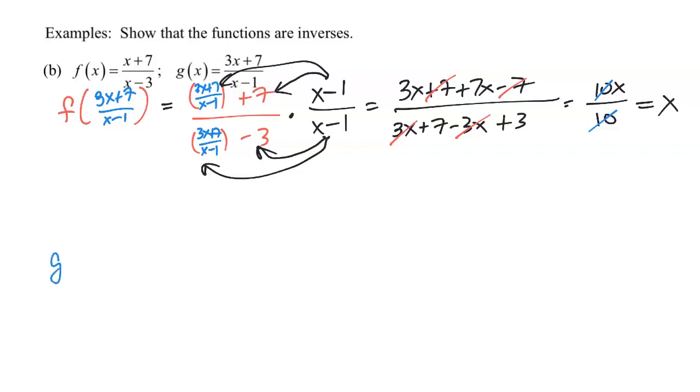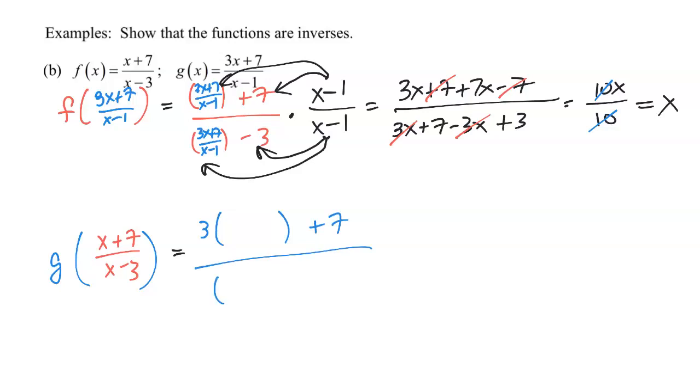And so I'm now going to show that g of f of x, and my f of x function was x plus 7 divided by x minus 3. I need to also show that this is equal to x. And so what this means is that I'm going to take this red function and plug it into my blue function. So my blue function says 3 times x plus 7 divided by x minus 1. And so where I have those parentheses, I'm just going to put my f of x function, x plus 7 over x minus 3.